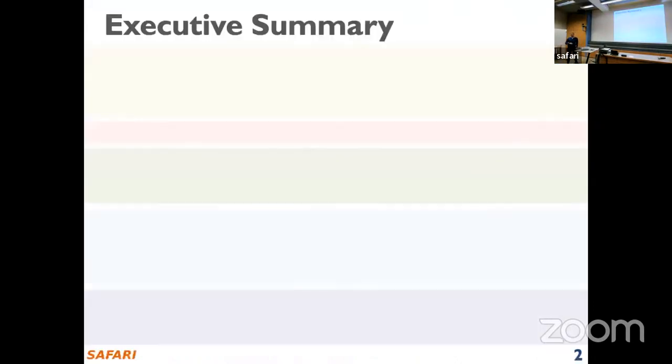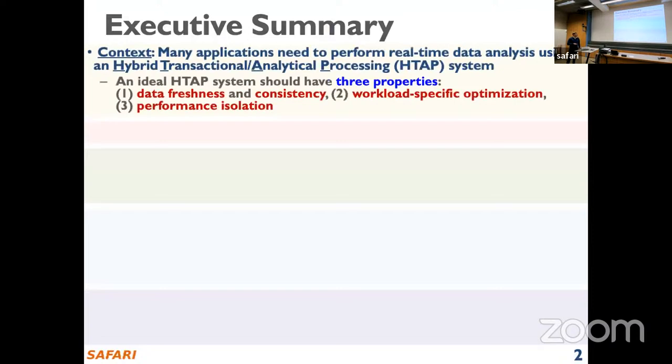Again, an executive summary of the problem that we're trying to solve over here. Just to give us some context, right now it's really important to do real-time data analysis over some particular data. And usually what is used to do real-time data analysis over data that's generated on the fly is what is called a hybrid transactional analytical processing, or HTAP, system. I'm going to explain exactly what it is next. This system should have some properties that ensure the real-time property that is so important for this particular class of workloads.